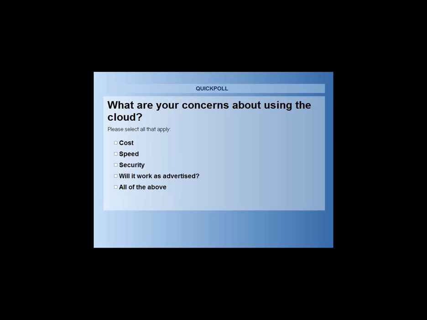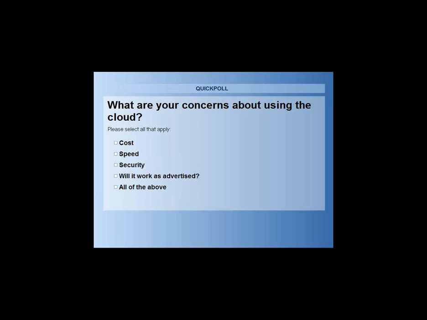So not everyone's using the cloud today, certainly. I know some people are concerned about security, and that was really probably the biggest concern I saw a few years ago, but that's gone down a bit. Cost is certainly a concern, so thanks everyone for voting. It looks like we're getting most people to vote.